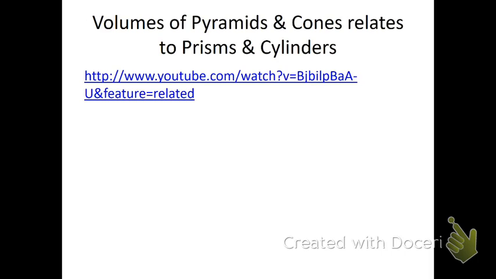So now let's talk about pyramids and cones. Cones are to pyramids as cylinders are to prisms. They have a lot in common. And if you look at the formulas for volumes of prisms and cones, you'll see they have something in common, just like the prisms and cylinders did.